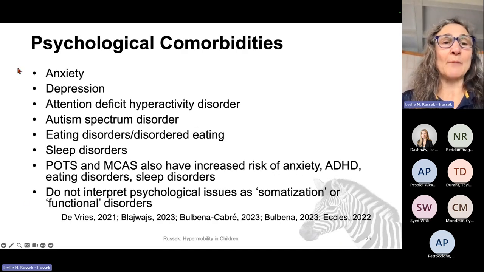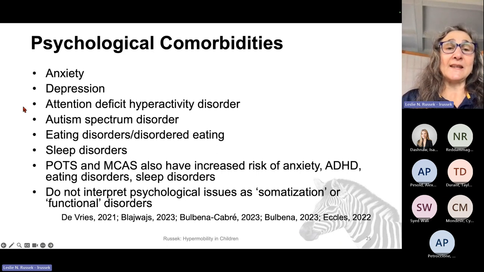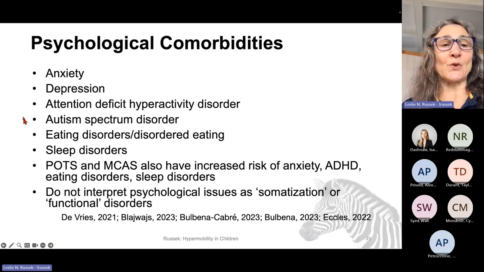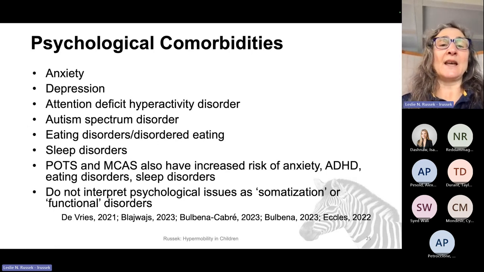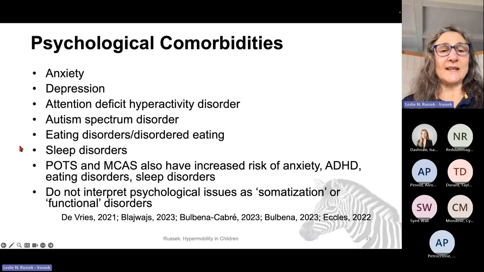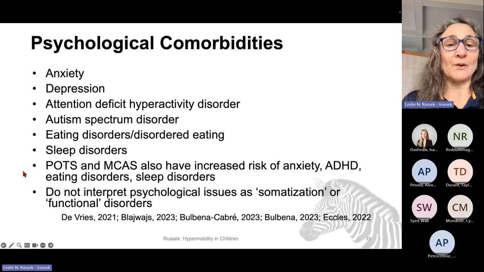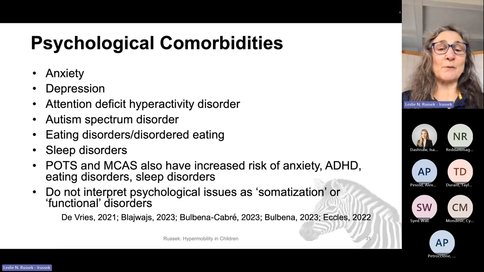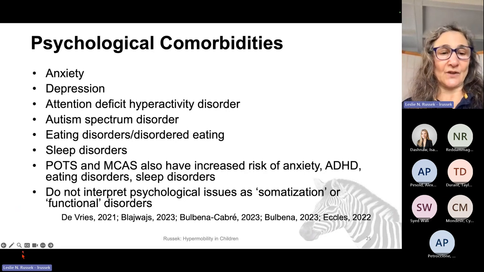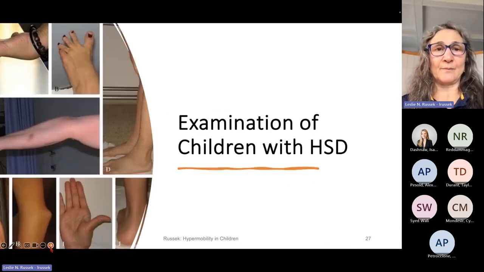Psychological comorbidities are common: anxiety, depression, ADHD, autism spectrum disorder. So a neurosensitive phenotype is common in hypermobility and in POTS. The eating disorder or disordered eating, sleep disorders. And as I said, POTS and MCAS have their own psychological issues. So for these kids, don't interpret psychological issues as somatization or functional disorders. It may be related to their physical issues with the trifecta.